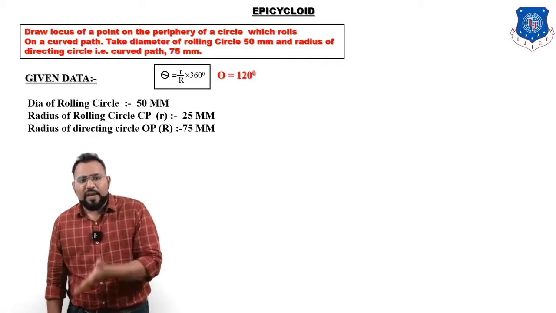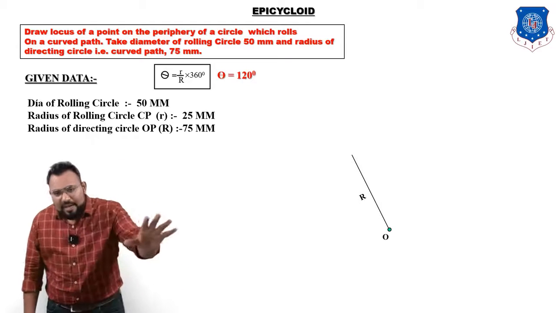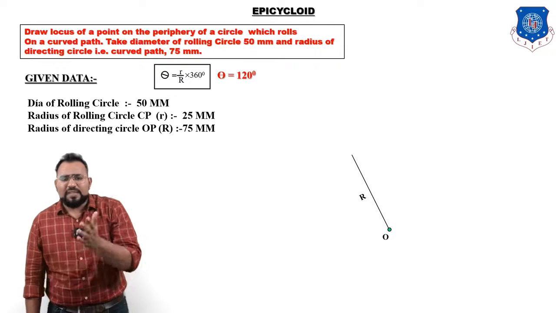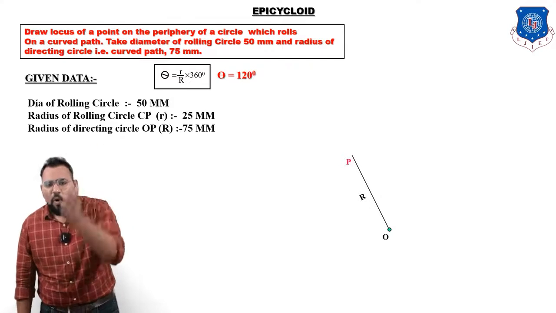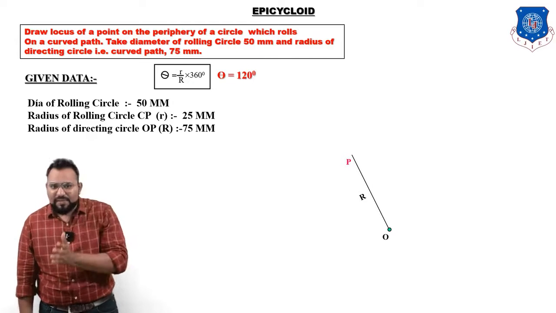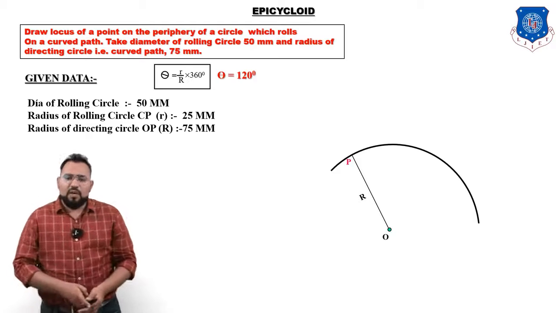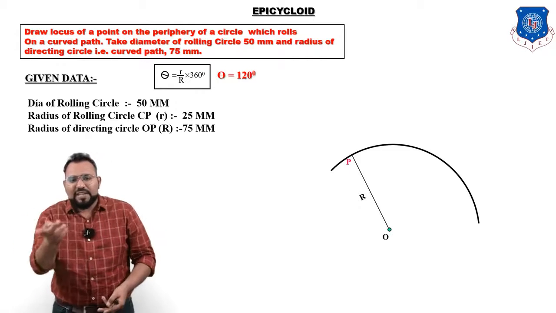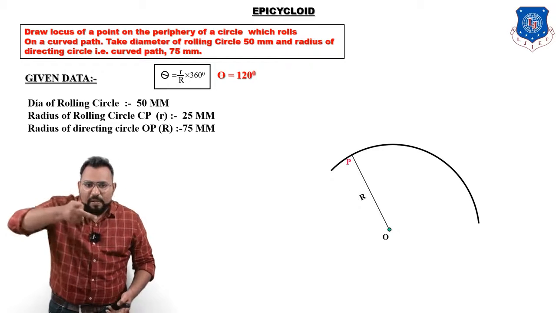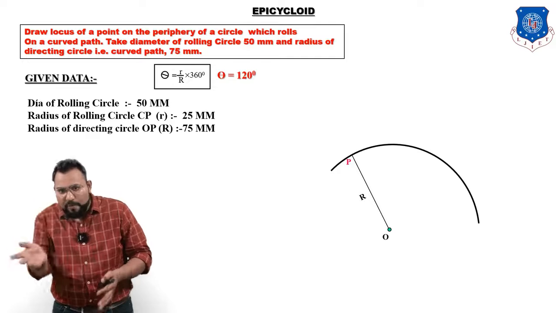Now first we will draw the radius of the directing circle, which is equal to 75 mm, like this. Take any random point O and draw the radius of the directing circle, 75 mm, like this. We will name it OP. So we have drawn a radius of 75 mm. Now from there draw a curved path like this. This curved path is of which radius? 75 mm. So what have we done? First we drew a radius of 75 mm and then put in one arc of 75 mm like this, randomly. Okay, so this is the curved path.